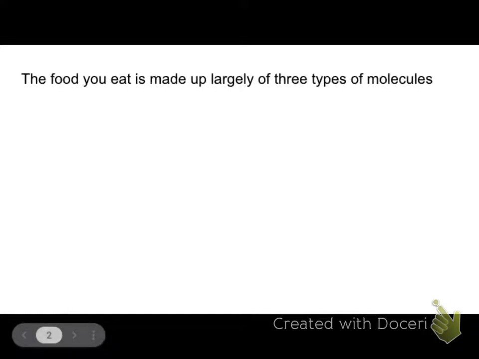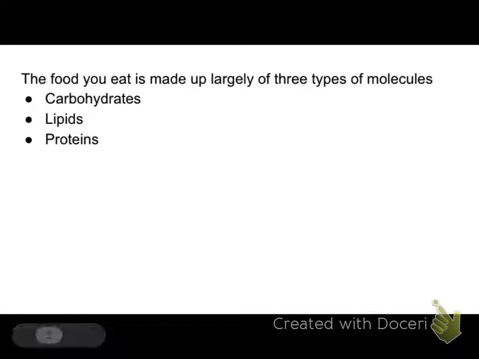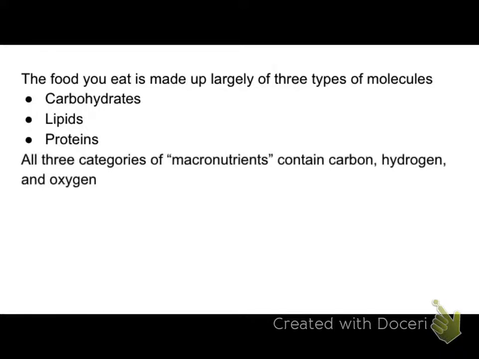The food you eat is made up of three types of molecules: carbohydrates, lipids, and proteins. Those are the three big ones. All three categories of what we call macronutrients contain carbon and hydrogen and oxygen. That's largely what they're made of.